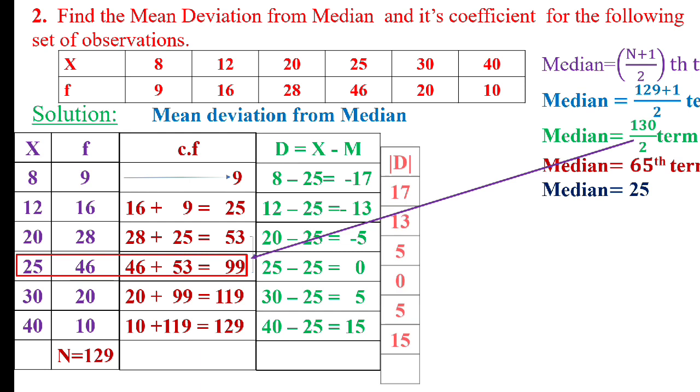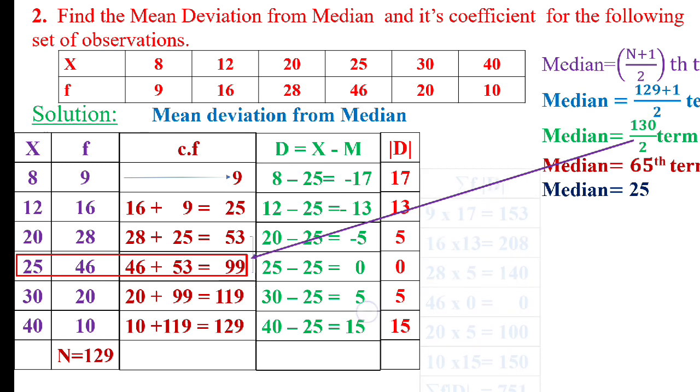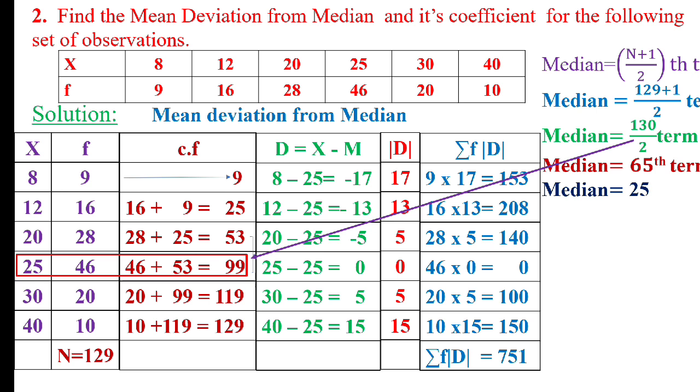Then the absolute value of deviation: the negative sign is removed and written as a positive value: 17, 13, 5, 0, 5, 15. Then f into D, where f is frequency and D is the absolute value of deviation. 9 into 17, 153. 16 into 13, 208. 28 into 5, 140. 46 into 0, 0. 20 into 5, 100. 10 into 15, 150. So the total summation f into D equals 751.